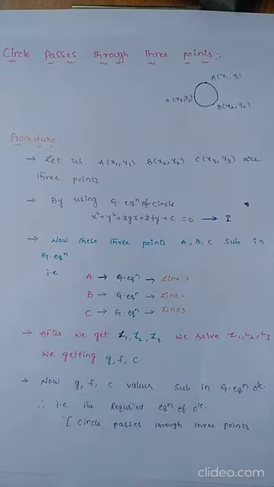So by using these 3 points, the main concept is to use the general equation of the circle to find the equation of the circle. What is the general equation of the circle? x square plus y square plus 2gx plus 2fy plus c is equal to 0. Let this be equation 1. This is the general equation of the circle.